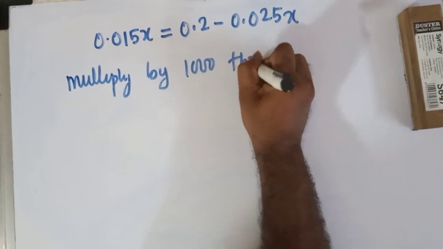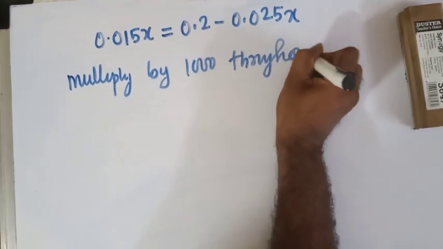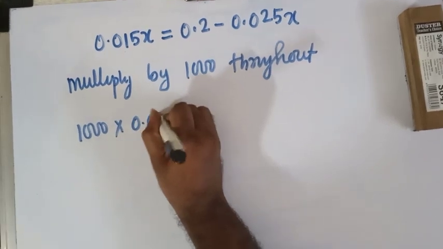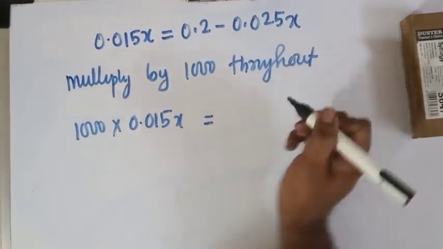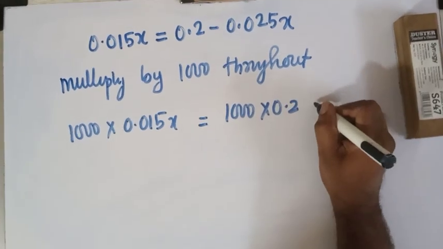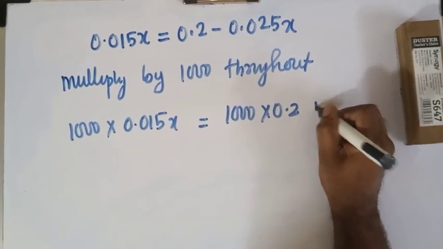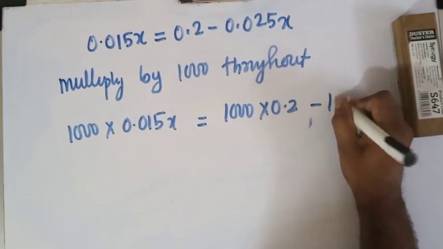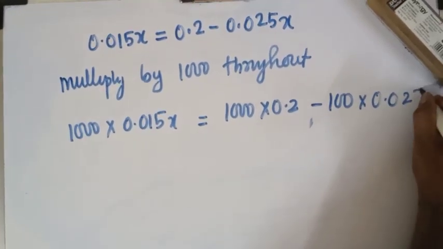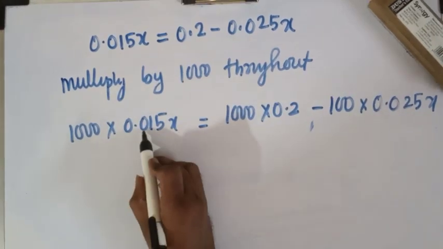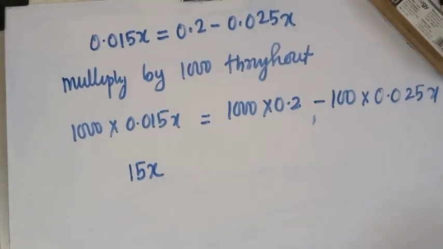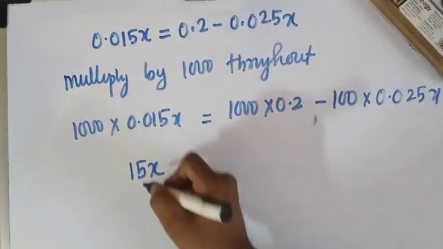1000 throughout. Okay children, I hope that you're understanding whatever I'm teaching you. 1000 into 0.015x equals to 1000 into 0.2, then you have the minus sign, then again you have 1000 into 0.025x. Now multiplying by 1000, all the points will go away. What will be left is 15x. What will be left is 0015, which means 15.